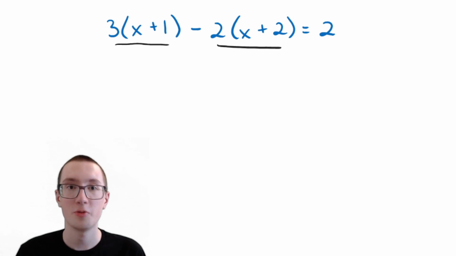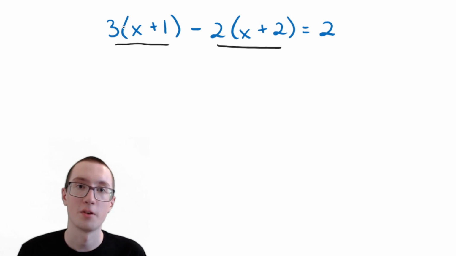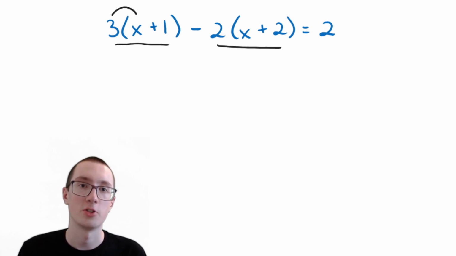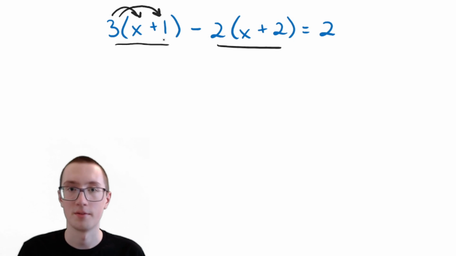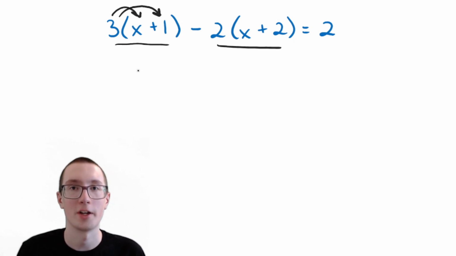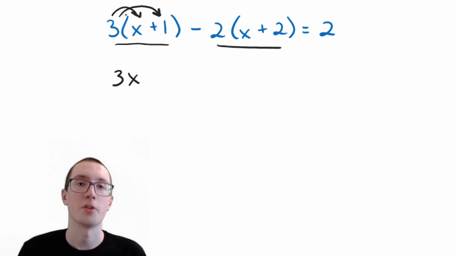So remember, the distributive property says when you have a number on the outside and things in parentheses on the inside, you have to multiply it to each part. So we have to do 3 times x and 3 times 1. Well, 3 times x, you can't really multiply a number by a letter, so we're just going to leave it as 3 times x. And this one, 3 times 1, well, that's 3.